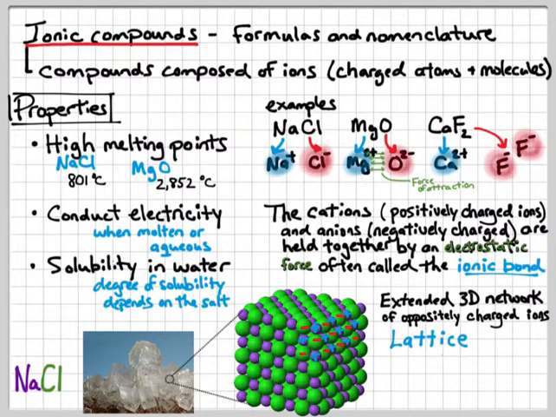This extended 3D network of oppositely charged ions in this solid is called the lattice. So these ions come together to form a lattice. And of course, what's really cool about this structure is you see the cubic structure in the cartoon, and then the actual crystal structure that we observe with our eyes also has sort of a cubic-like structure. So what happens on the small scale is propagated, and we observe it on the larger scale as well.